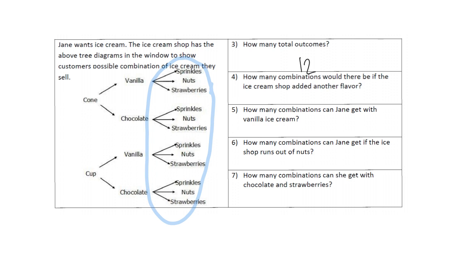What if we added another flavor? So what if I added another flavor such as strawberry? We'd have to have 3 options for each, 3 more options. So then how many would I have? If I added 3 for the cone, 3 for the cup, that would be 18 options.